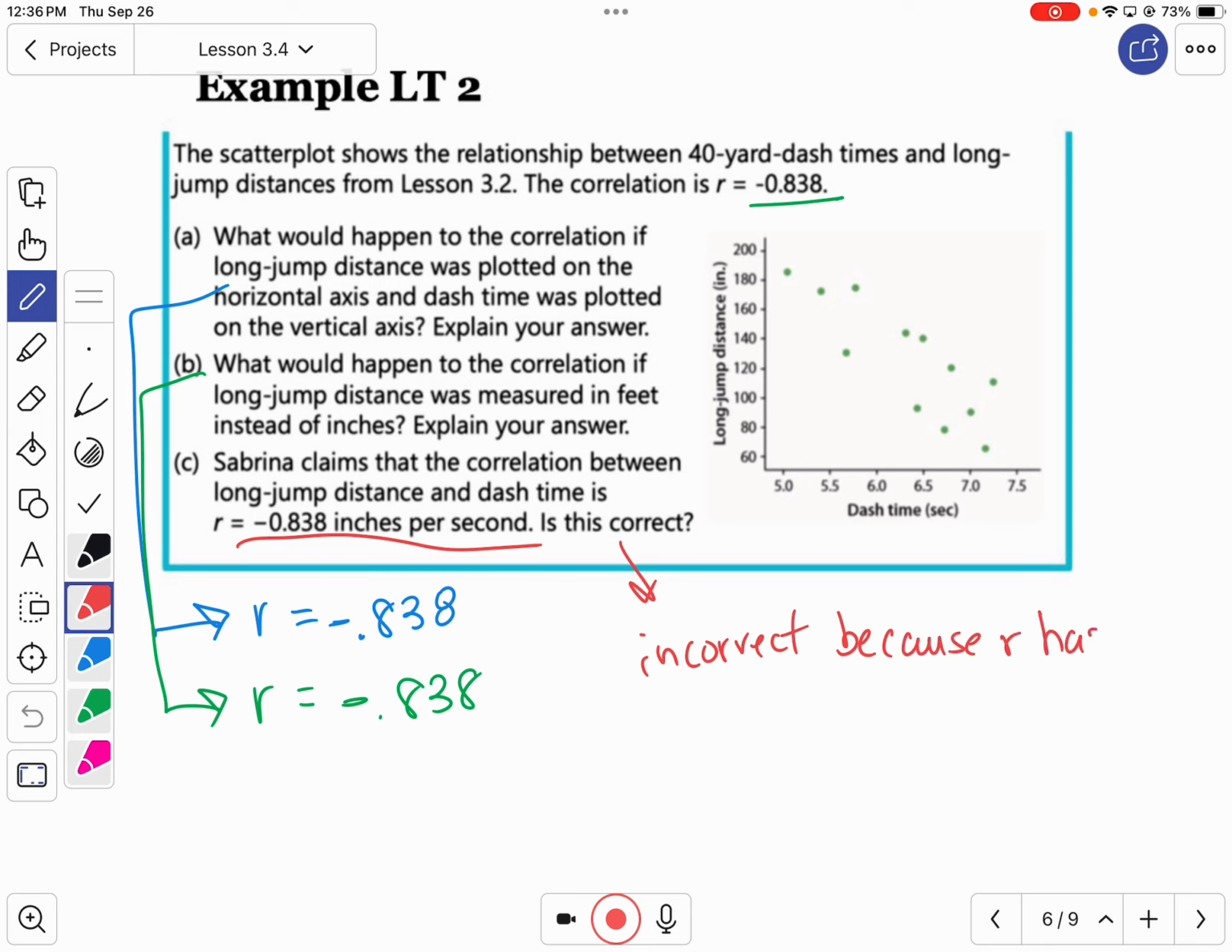R has no units. So that's important to remember. R has no units. If they say it does, they're wrong. R has no units whatsoever. All those other changes left it the same. If we switch the variables, it stays the same. If I change my measurement to inches or to feet instead of inches, it stays the same. But if I put units on R, it's incorrect.